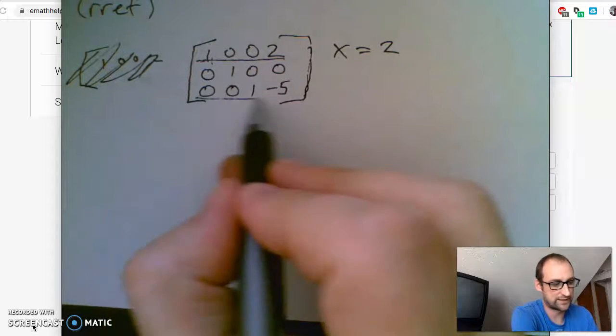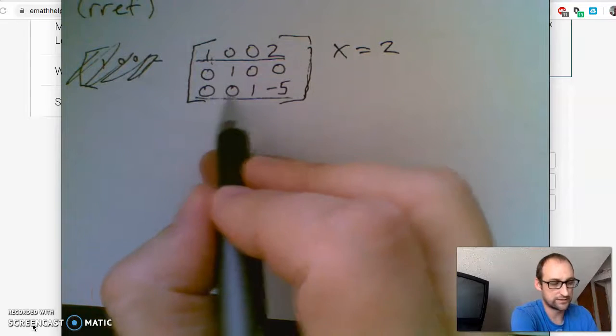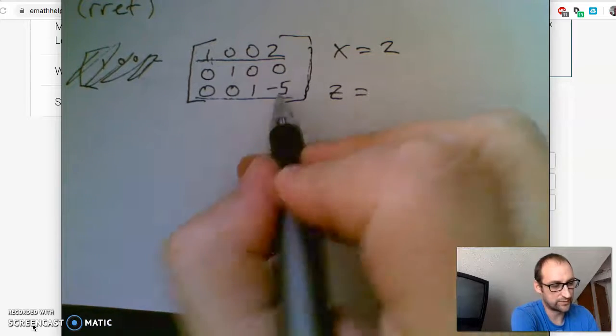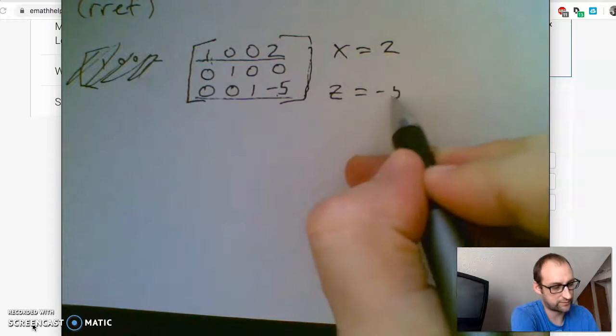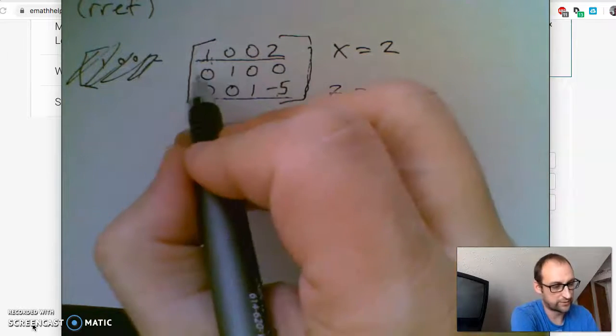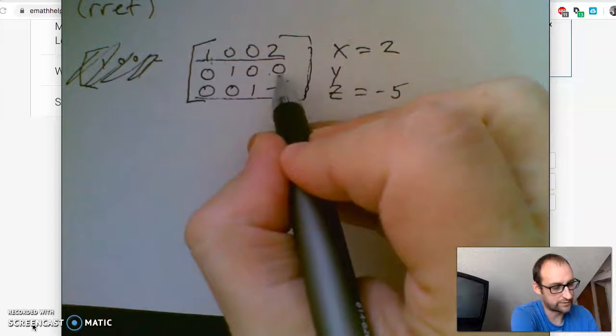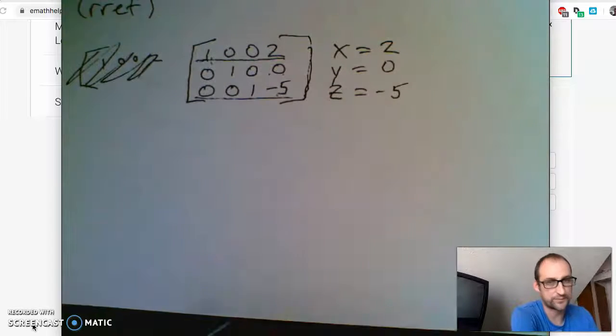Like the last line would mean no x's, no y's, 1z equals -5. And this middle row, no x's, 1y equals, well, 0. Sometimes they just equal 0.